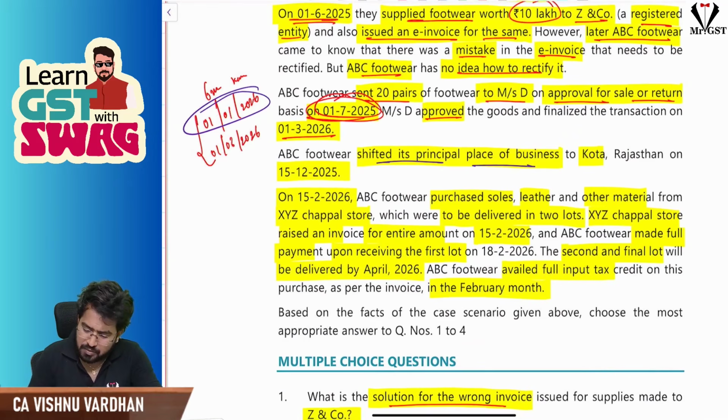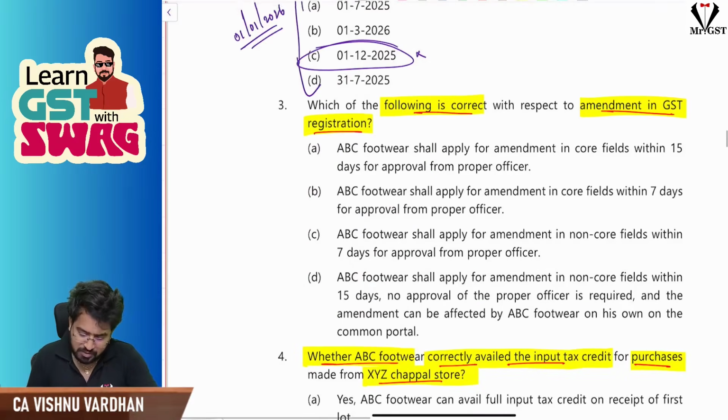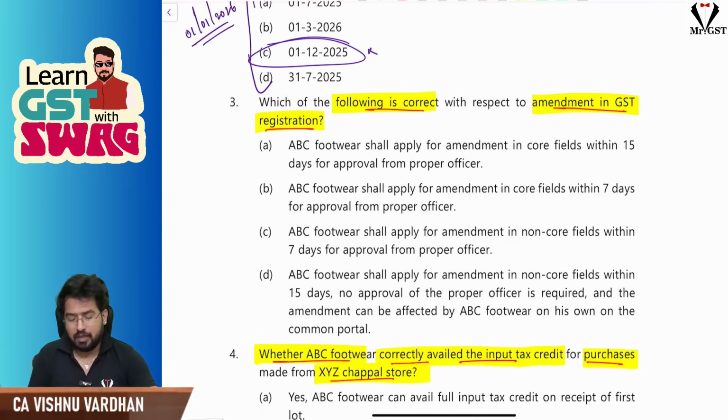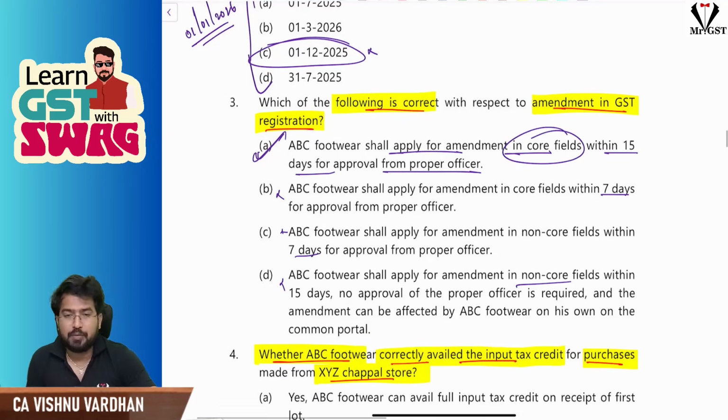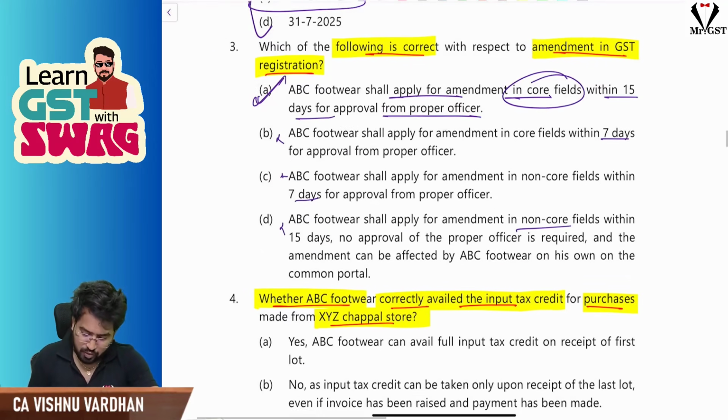They have shifted the principal place of business to Kota, Rajasthan. And there is a change in the principal place of business. That means this is regarding core field amendment. So you should update the officer within 15 days from the date of change. Here they give two options, 7 days, 7 days, both wrong. And here they give non-core field, this is also wrong. So this is the correct option: shall apply for amendment in core field within 15 days for approval from the proper officer. Okay, that is the point.